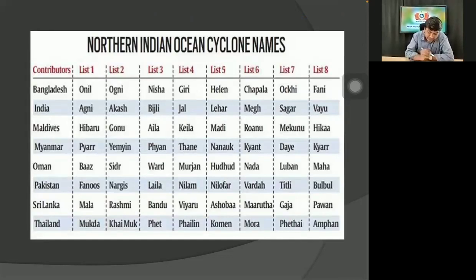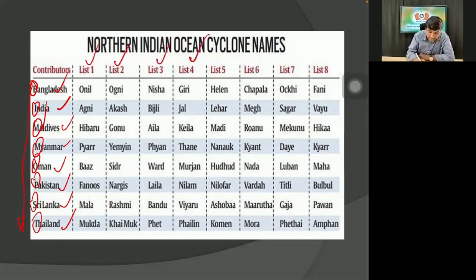So earlier there were 8 countries: Bangladesh, India, Maldives, Myanmar, Oman, Pakistan, Sri Lanka, and Thailand. See here, we have arranged them in alphabetical order. So first is B, then I, then M, but here A is alphabetically first, so O, P, S, and T. The countries are arranged in alphabetical order, and each has suggested 8 names. So 8 into 8, total 64.